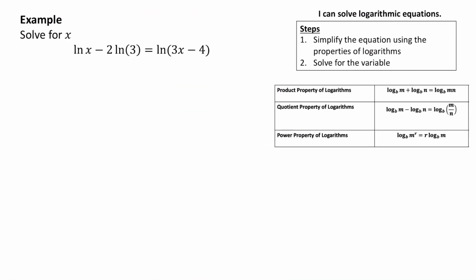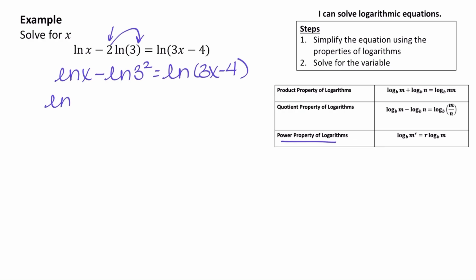So now let's try this problem. Let's go ahead and try solving this for x. So notice on the left, there's a few things I can do. I want to combine with the quotient property, but this log has a 2 in front of it. So I'm actually going to use the power property first, and I'm going to move this 2 back up here into the exponent. So this gives me the natural log of x minus the natural log of 3 squared equals the natural log of 3x minus 4.